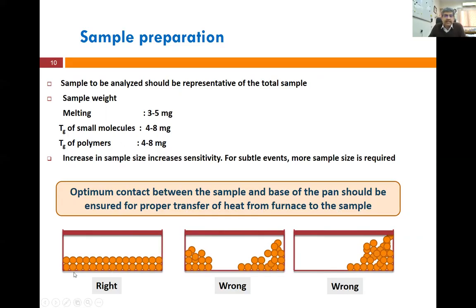And this is the right way of packing your sample in the DSC cell, while these two are not going to be the correct ways because the sample distribution is at the two corners here and only one corner here, while the heating is going to take place from the entire surface, and at some part there is no sample that is available for heating. So we have to be careful to ensure this kind of sample packing in the DSC cell.